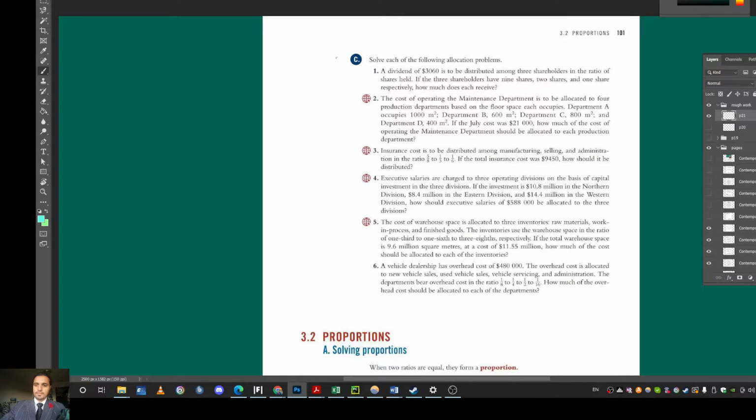All right, folks, let's get started again. So here we have allocation problems like we saw earlier, but now in the form of word problems.